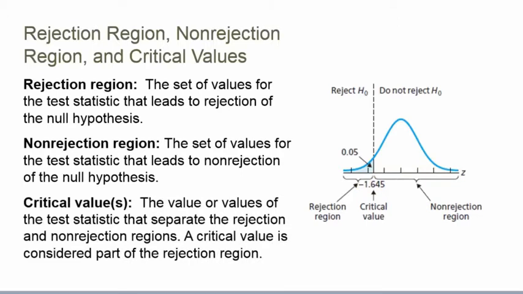Critical value: the value or values of the test statistic that separate the rejection and non-rejection regions. A critical value is considered part of the rejection region. For this illustration, our critical value is negative 1.645. For each problem, we will set up our rejection region, critical value, and non-rejection region.